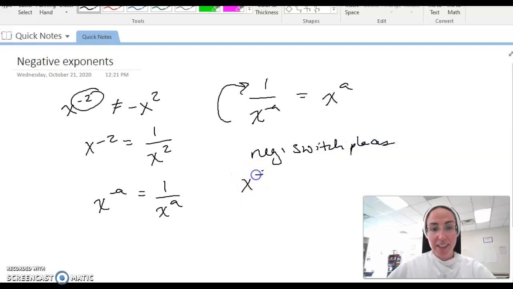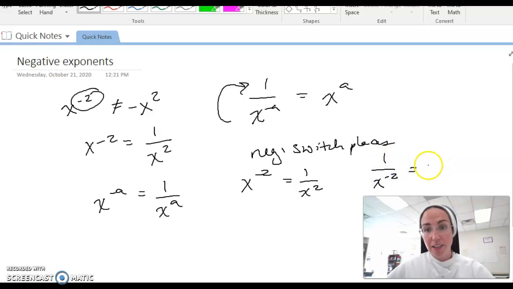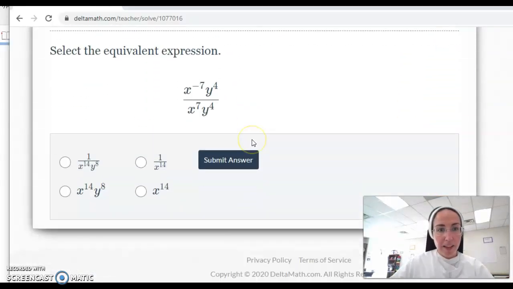If x to the negative 2 is in the numerator, it becomes x to the positive 2 in the denominator. And if it's 1 over x to the minus 2 in the denominator, it becomes x to the positive 2 in the numerator, which you can always think about as x squared over 1 to remind yourself it's in the numerator. So let's look at an example with Delta Math.